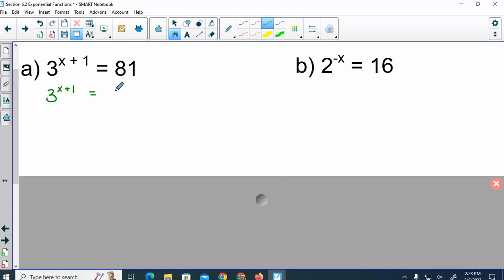Okay, so if I said 3 to the x plus 1 equals 81, and I'm trying to write these with the same base, I would like to rewrite 81 as 3 to some power. 3 to what power equals 81? 4. So now we have the same base on each side, which means these exponents should be equal to one another. So x plus 1 equals 4, subtract 1, and x equals 3. You can always check these. If I plug this in, we get 3 to the 3 plus 1, so 3 to the 4th equals 81. It works.